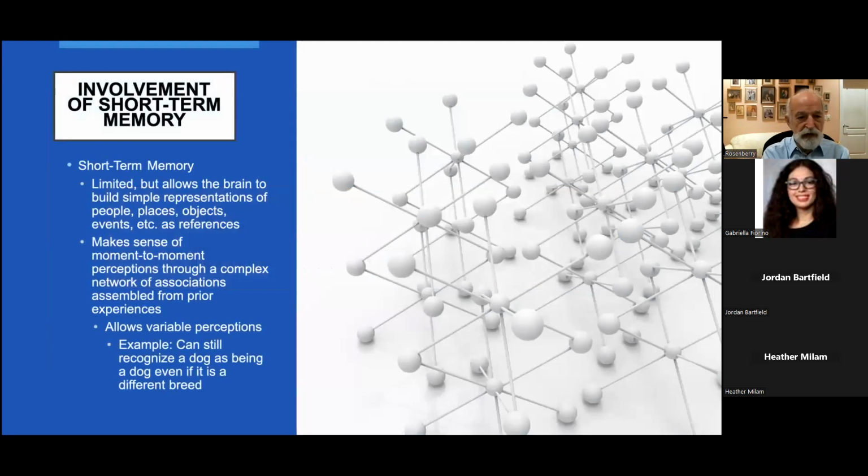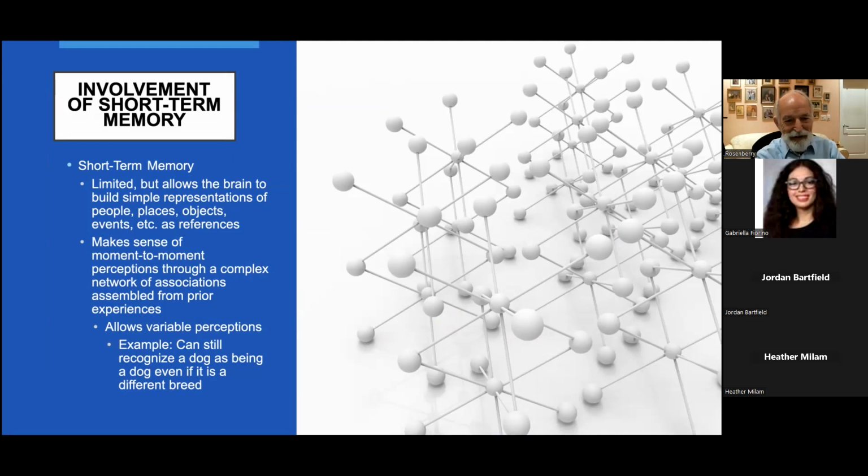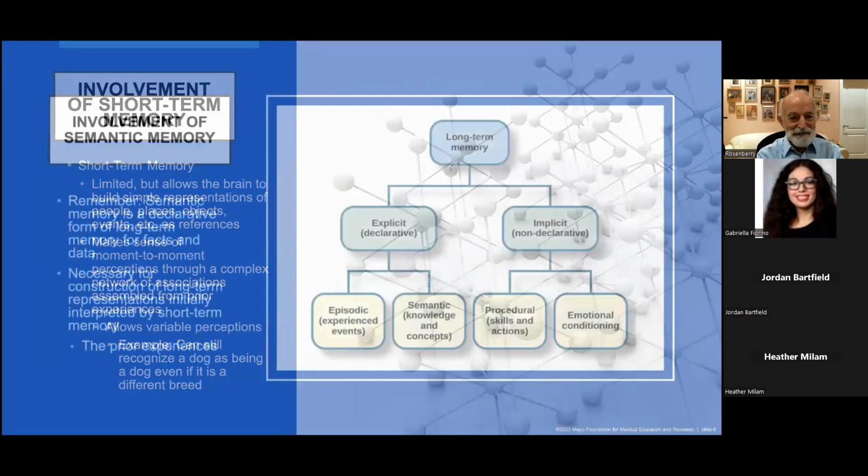Short-term memory, which you've, I guess, heard a little bit about in previous chapters, is a limited phenomenon. It only stays with you for at most a few days, but it allows the brain to build simple representations of people, places, objects, and so forth as references. And then the brain makes sense of moment-to-moment perceptions through a complex network of associations assembled from prior experiences. Example, you can recognize a dog as being a dog, even if it is a different breed than you've ever seen before.